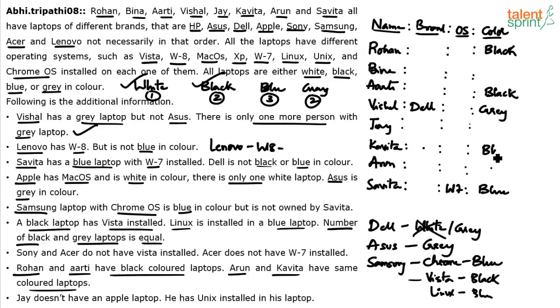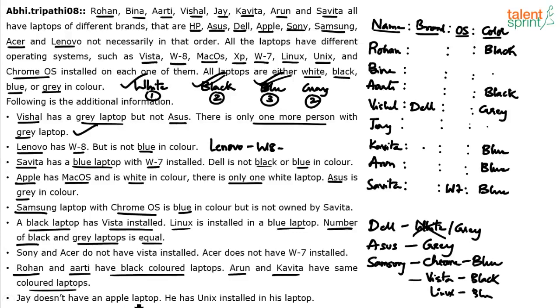So Kavita has got a blue laptop. Arun has also got a blue laptop. And with this, the 3 blue laptops are fixed. You see blue, blue and blue. Kavita, Arun and Savita, all 3 of them have got blue laptops. So 2 blacks are done, 3 blues are done. Only 1 white and 1 gray are left out. So either Beena has got white and J has got gray, or Beena has got gray and J has got white. So with respect to color, it is largely done.